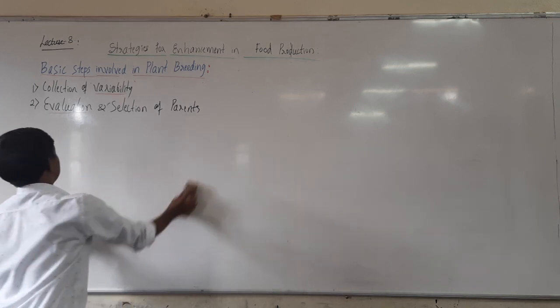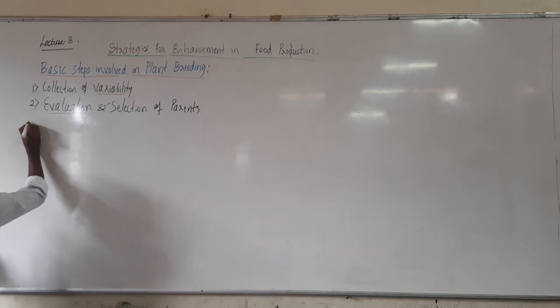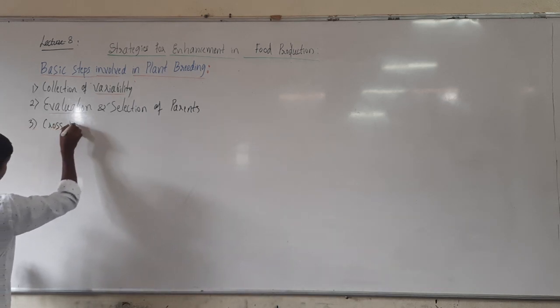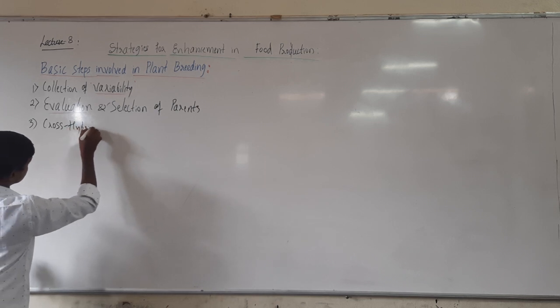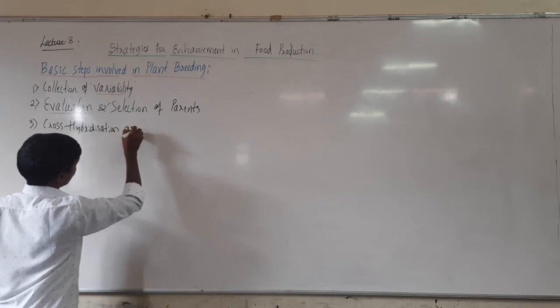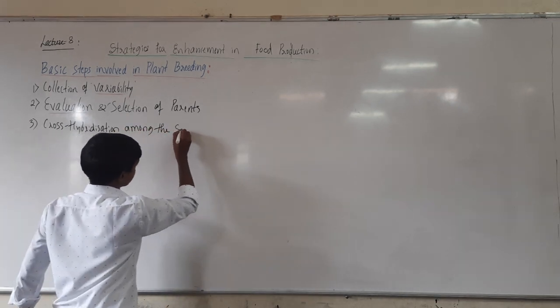Okay, the third one is very important. That is the main step of plant breeding, that is cross hybridization among the selected parents.